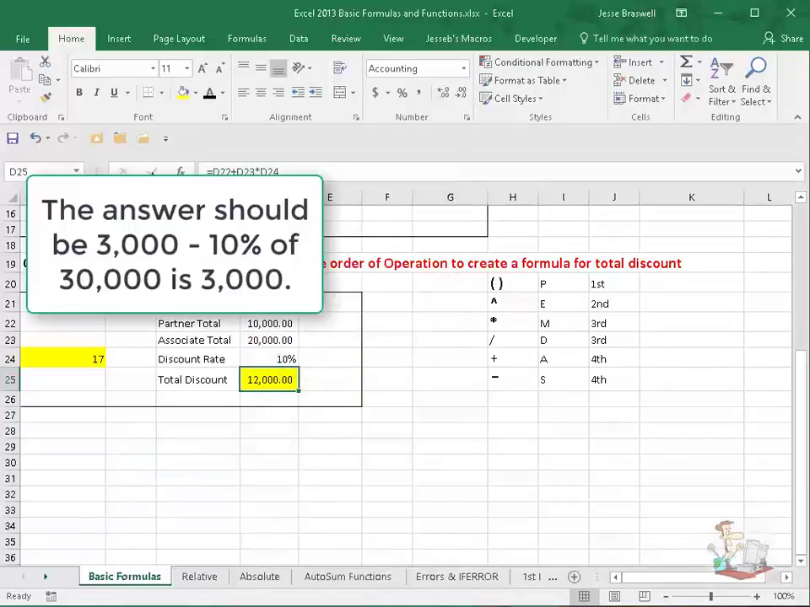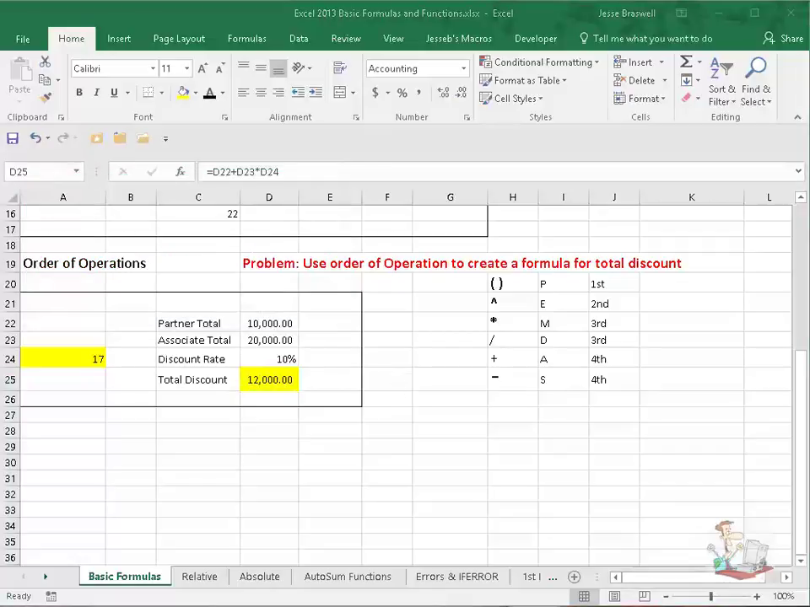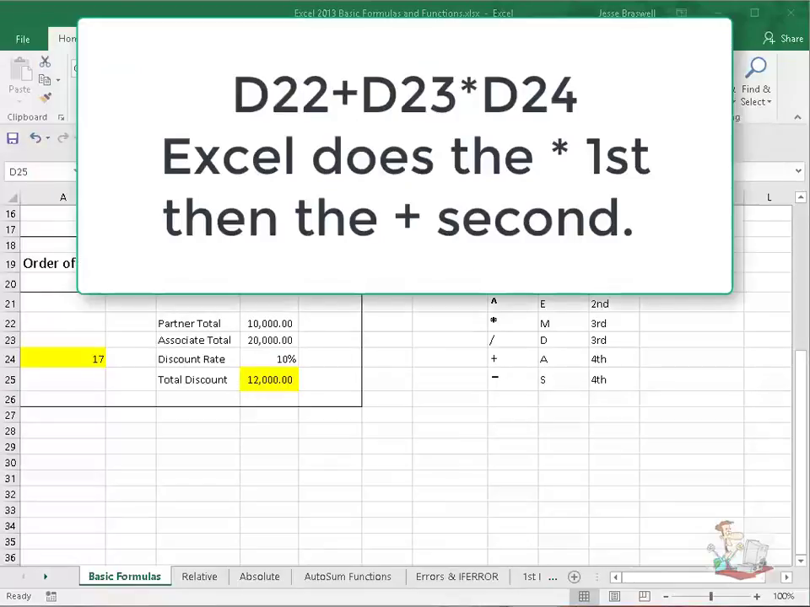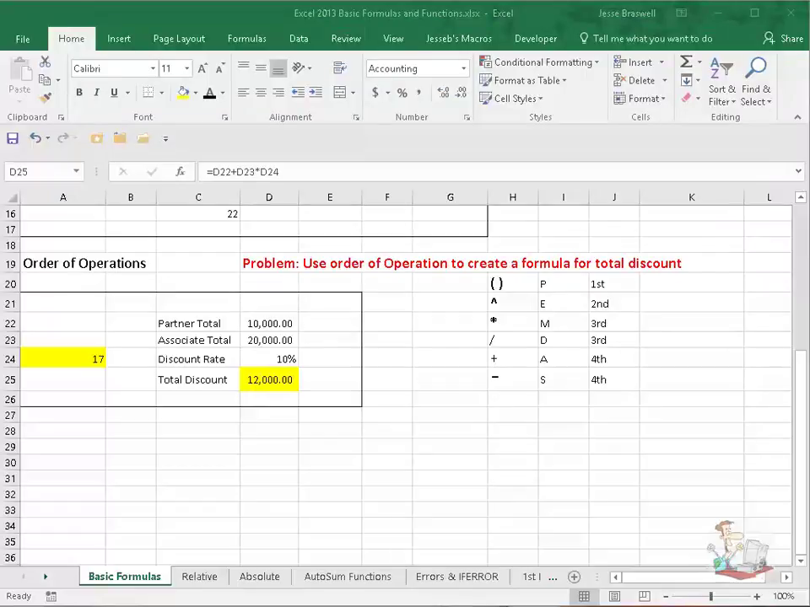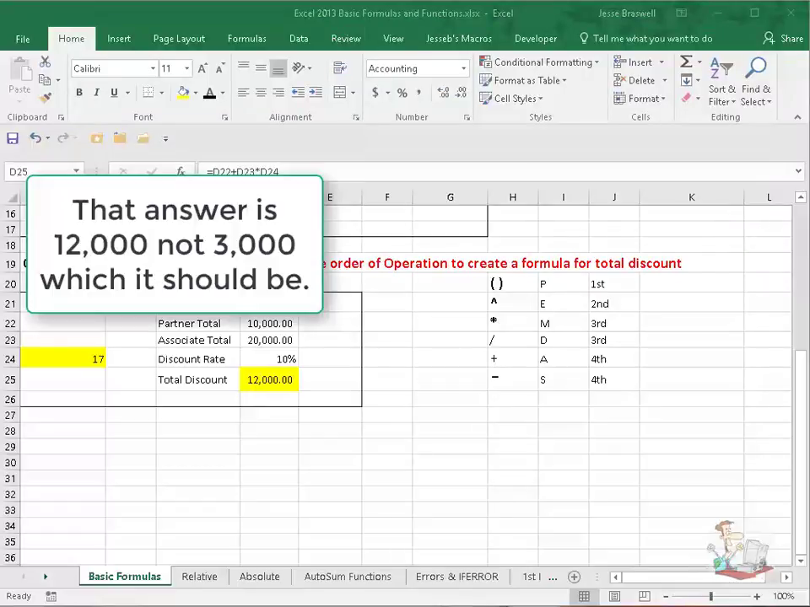If you do a little math in your head, you know that 10% of 30,000 would be 3,000. So this is incorrect. The problem here is Excel decides that D23 times D24 should be done first, and then we add D22 to the answer. That, of course, is doing the math in the wrong order.